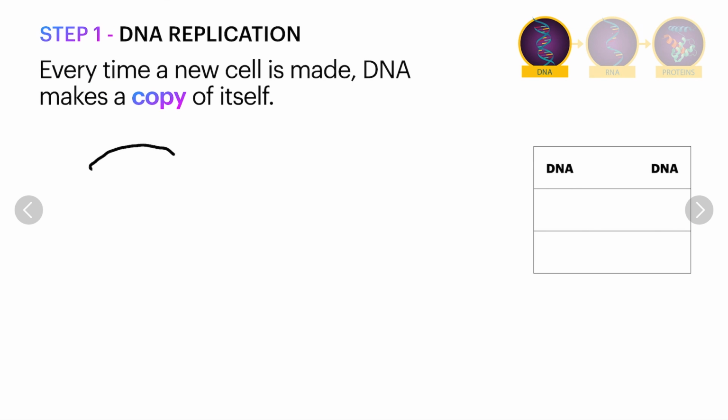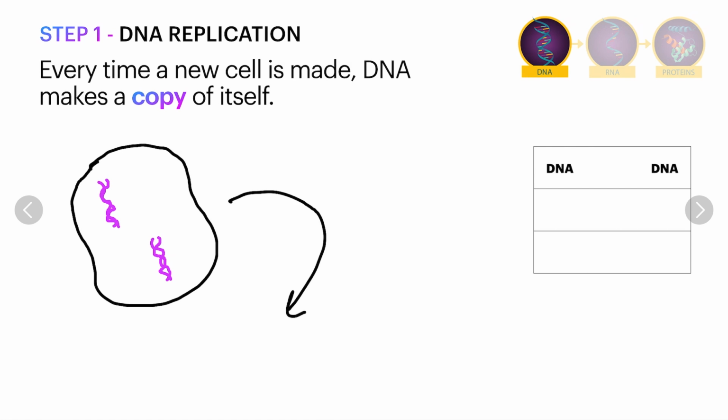So step 1, which is kind of step 0 because it happens before everything, is that every single cell needs to have a copy of this information. It needs to have a copy of the DNA. And so here I'm drawing a cell that's about to split into 2. So you're not going to see a nucleus, but you're going to see 2 sets of DNA because this is the part where DNA has to copy itself so that when it splits into 2 cells during a process called mitosis, each cell is going to have a copy of its own DNA.